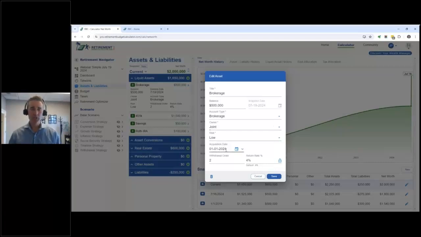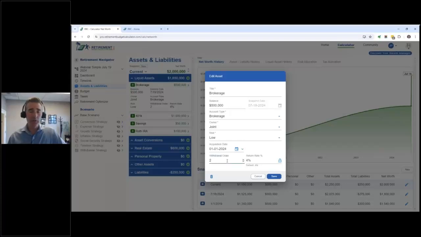The acquisition date, so we've had some questions come in about the acquisition date. The calculator is always going to assume a January 1st of whatever the current year is for the acquisition date. But if you're expecting to receive an inheritance and you don't want to start counting the rate of return on that inheritance until some point in the future, say there's an inheritance you're going to receive in 10 years, you could make the acquisition date 2034 so that the calculator is not counting a rate of return on those funds until that point.